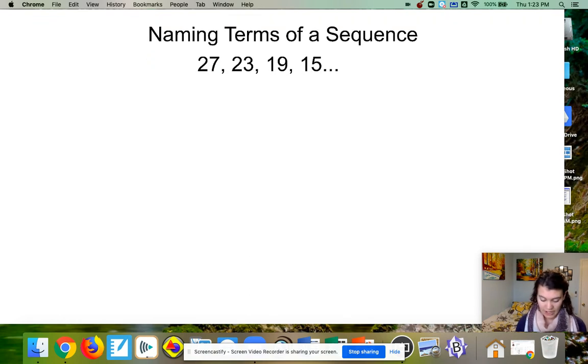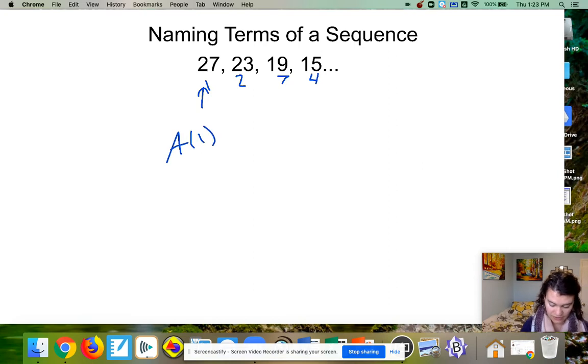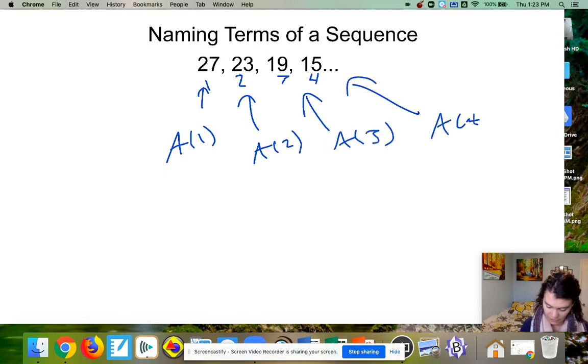Okay, so how do we actually talk about the terms of a sequence? Like this is the first term, second term, third term, fourth term, etc. We mark them with an A. So this is going to be A1 as the first term. This will be A2 as the second term, A3 the third term, and then A4 for the fourth term.